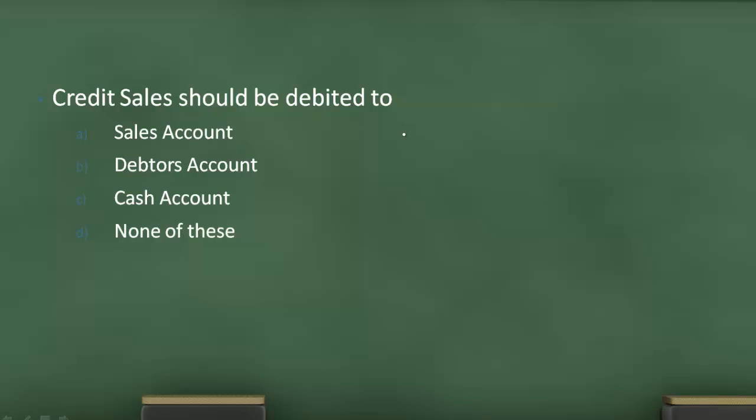Credit sales should be debited to A, sales account, B, debtors account, C, cash account, and D, none of this. So let us understand the transaction. What happens in credit sales? At any cost the company is making sales, so the company is booking an income. Income should be credited. So first income will be booked. So to sales account credit. So this is income, so it is credited.